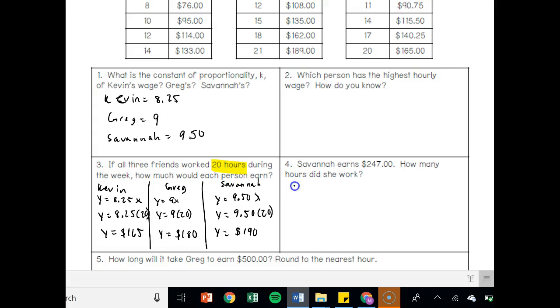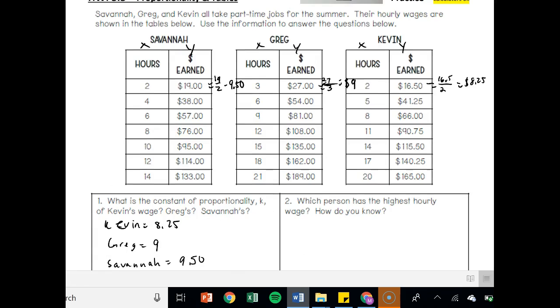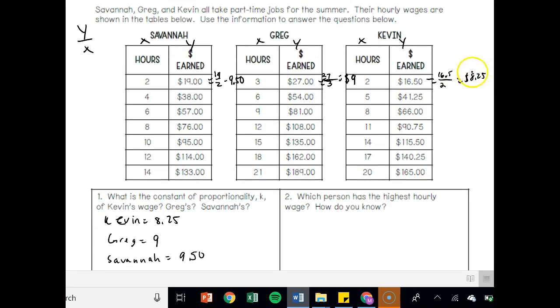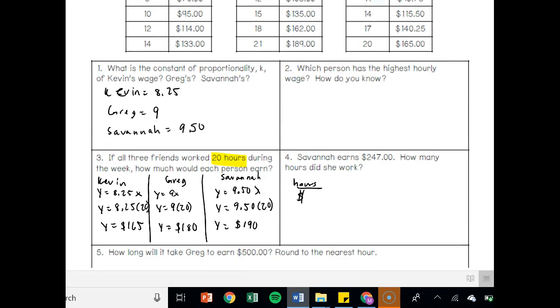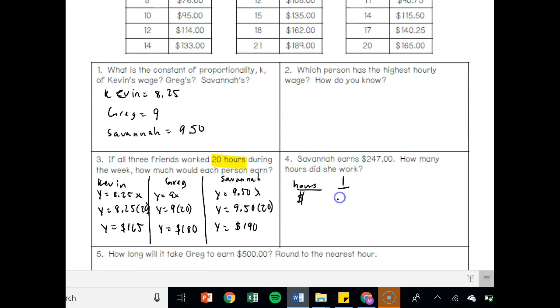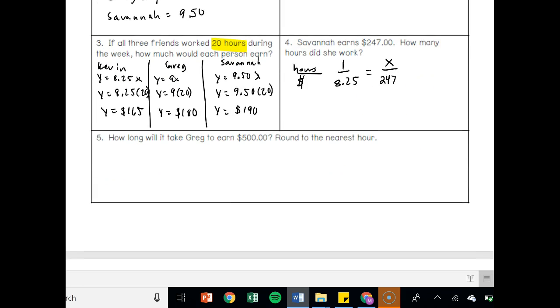So again, what we're comparing is hours over money. And we're going to take her initial ratio, right? So if we go back to Savannah's initial ratio, if she worked 1 hour, it's $8.25, right? So working 1 hour gives you $8.25. So now you have to figure out how many hours for $247, right? I'll let you cross multiply and solve for that one.